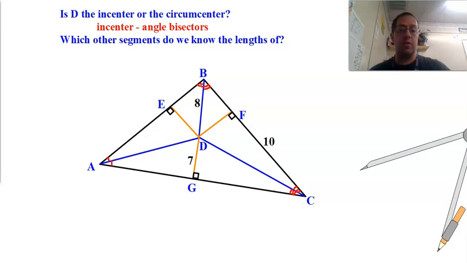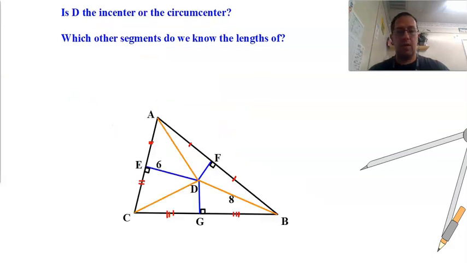So which other segments do we know the length of? Do we know something else that's 10, something else that's 7, something else that's 8? That's really what the question is asking here. And since this is the incenter, that means it is equidistant to the sides. So all of these lines that are perpendicular to the sides, those segments are going to be the same. And so we know the length of ED is 7, and we know that the length of DF is 7 because it's going to the sides.